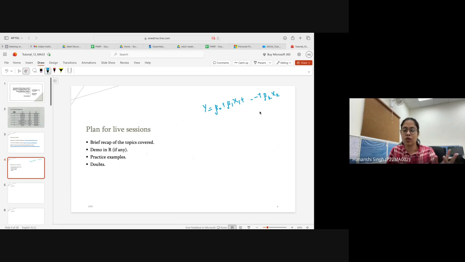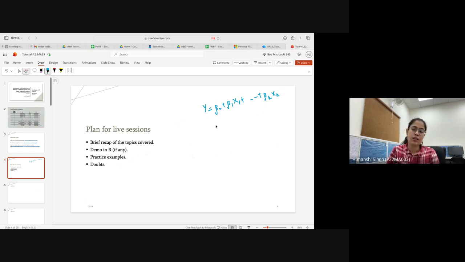Further, we were talking about what can be the estimators for the beta i's, and what is the variance of the estimates. We talked about all those things. Further, we discussed not only point estimation but also confidence interval estimation, and we also discussed hypothesis testing.